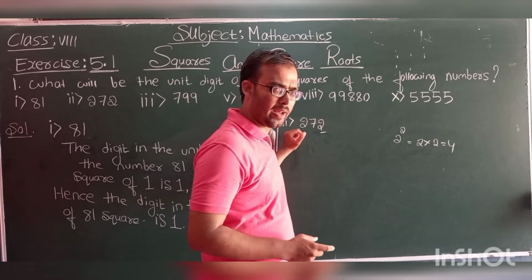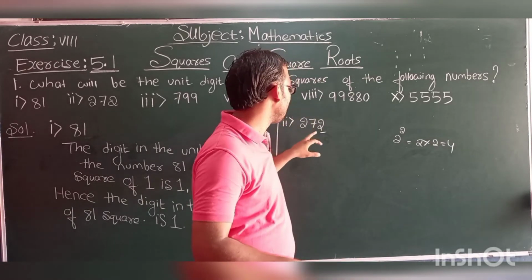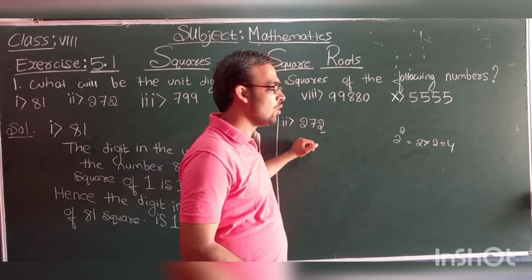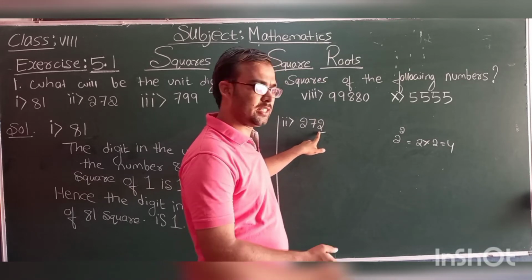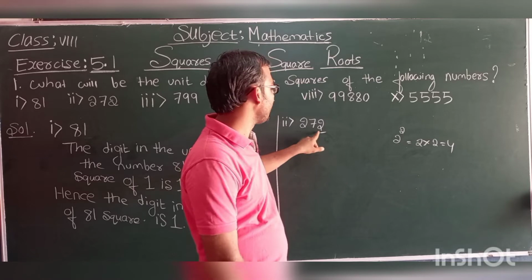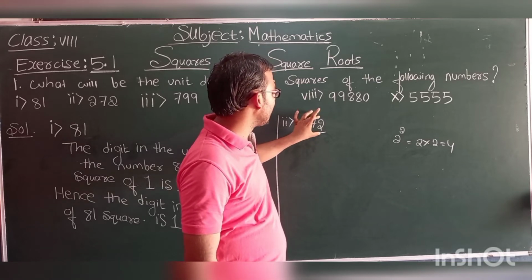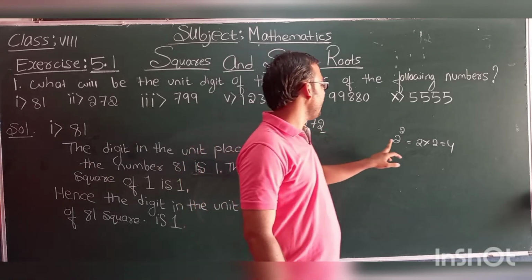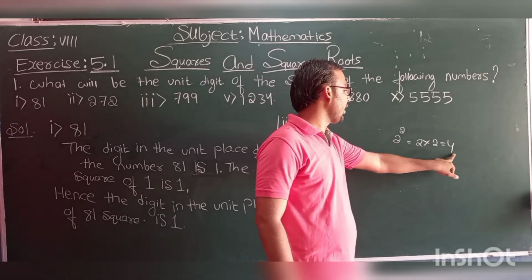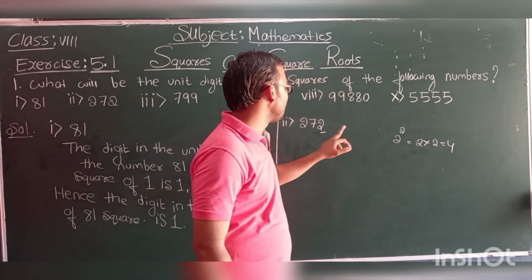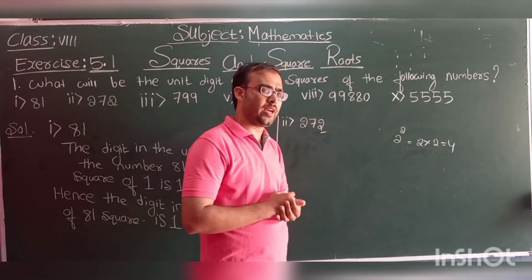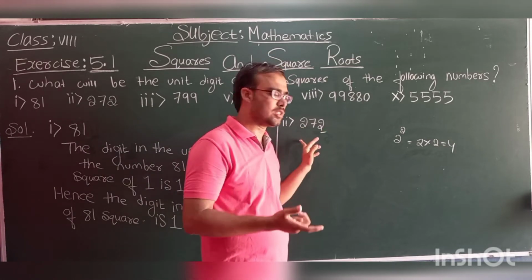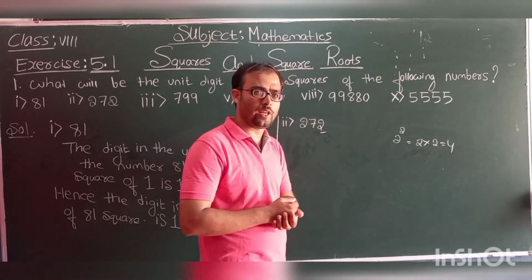In order to find the digit in the square of this number, we need not multiply this number. We need not multiply 272 into 272. Only by looking at the last digit, we can say what the digit at the unit place will be. The digit at the unit place is 2. When we square this 2, we get 4. As 2 square is 4, the digit in the unit place of the square of this number is 4 only.